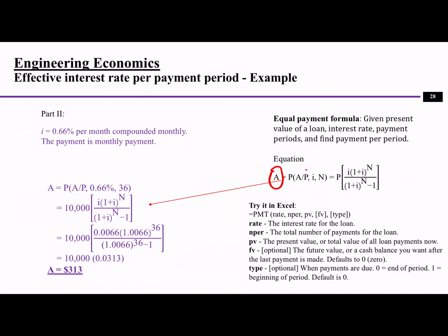Time 0 will be the present value. In the end will be the future value. And these are A's. All right. So if we know the present value, the interest rate, and the number of periods, how do we find out A, the equal payment, right? So we use this equation to find out the equal payment. So that will be what?